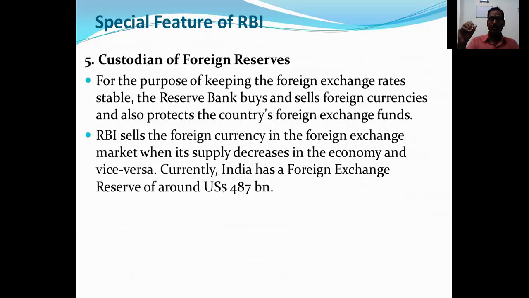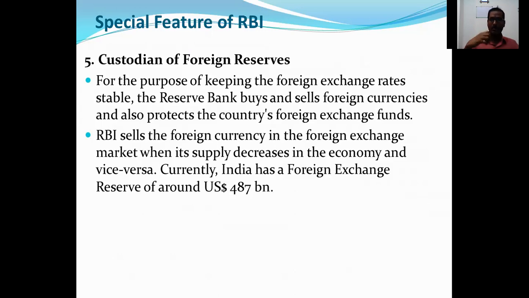Then custodian of foreign reserves. For the purpose of keeping the foreign exchange rates stable, the Reserve Bank buys and sells foreign currencies, and also protects the country's foreign exchange funds. So in order to have a good exchange rate for our rupee, they buy and sell foreign currencies. It can be a US dollar, a UK pound, a Singapore dollar or Malaysian ringgit. It can be anything. All these buying and selling is done by the Reserve Bank.